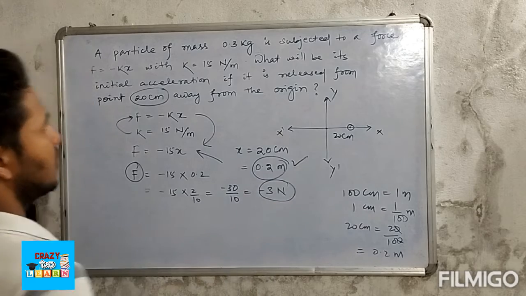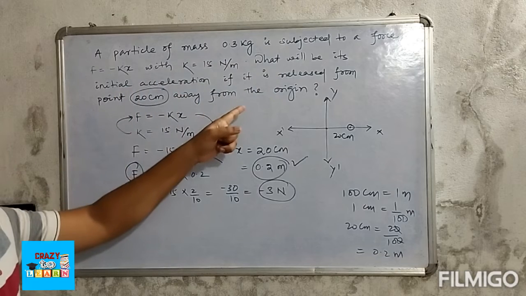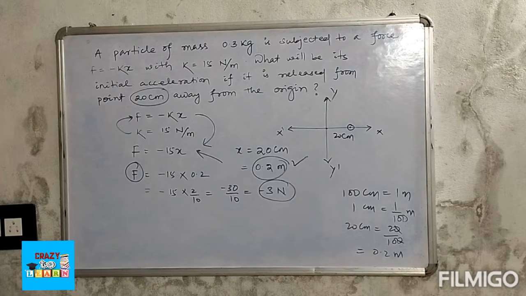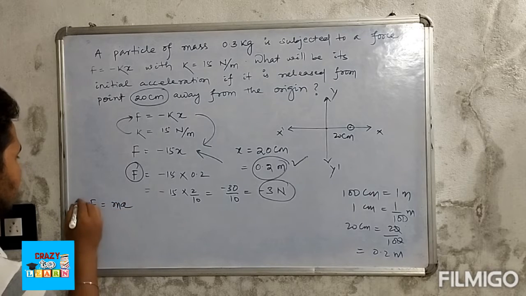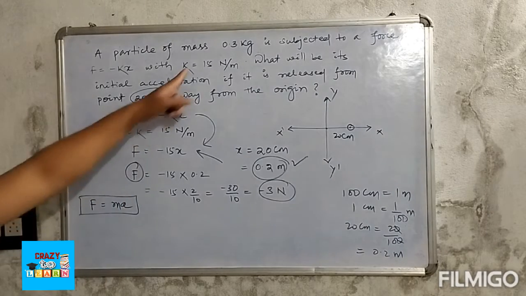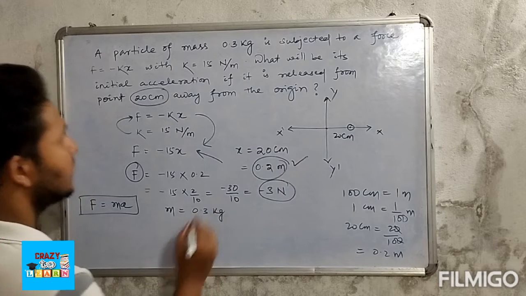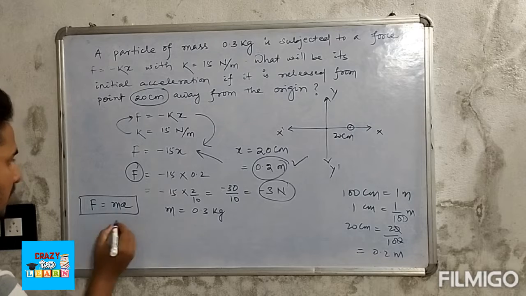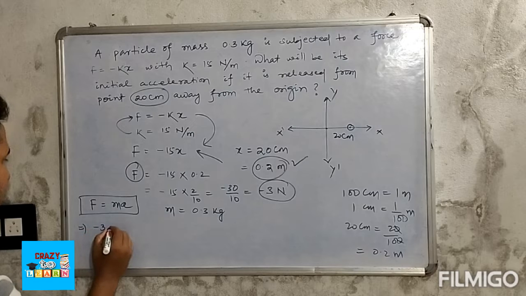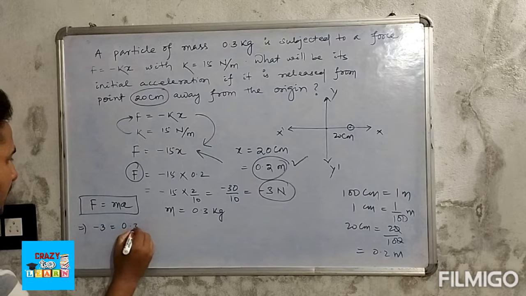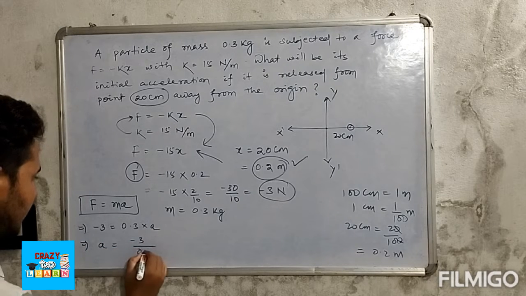F is minus 3 Newton. But it is asked, what will be its initial acceleration? Acceleration is asked of us, so we have to find the acceleration. For finding the acceleration, what is the formula we know? We know F is equal to ma, force is equal to mass into acceleration. The mass value is given, m is equal to 0.3 kg. Put the value of F and m in the above equation. We get minus 3 is equal to 0.3 into a. So a is equal to minus 3 divided by 0.3.